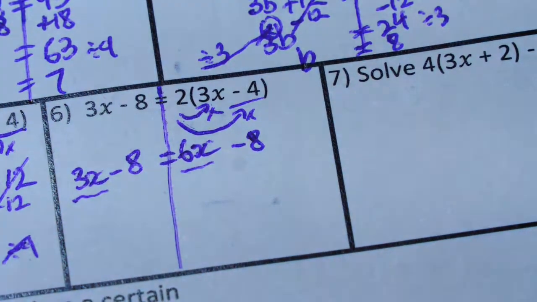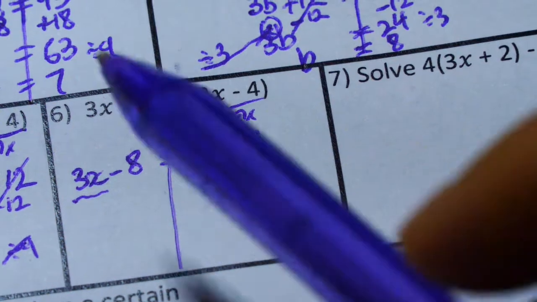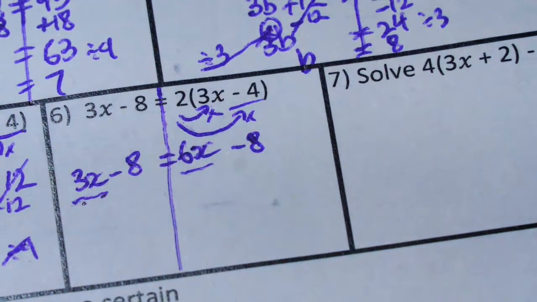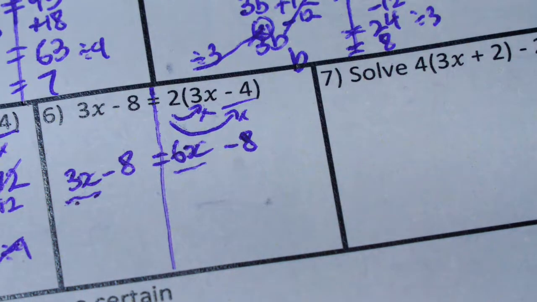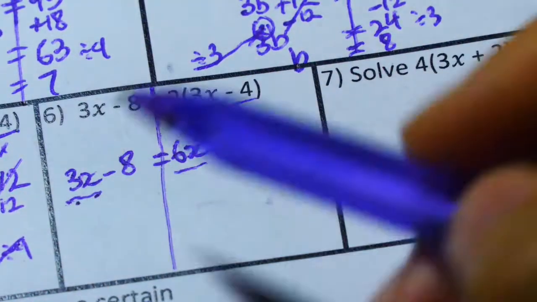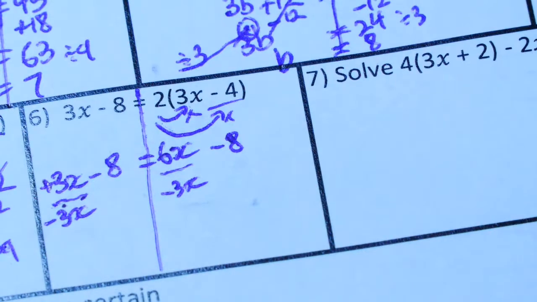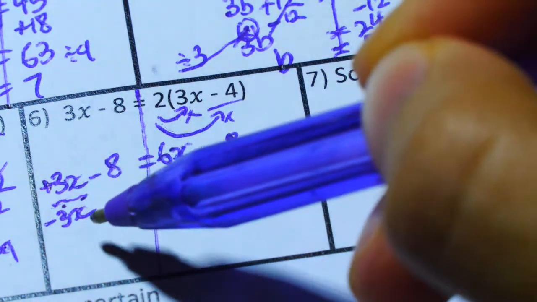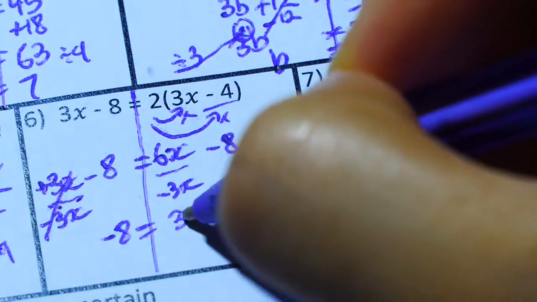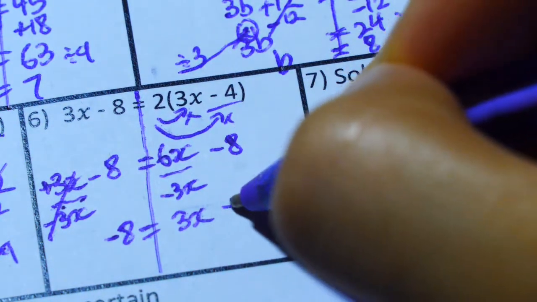Now this is a problem because we don't want x on both sides. We only want x on one side. So I need to remove this 3x, or I need to remove this 6x. It's always easier to remove the smaller x. Okay, so the smaller one is 3x. I'm going to remove 3x. Minus 3x, minus 3x. Because this is actually a plus 3x, okay? So the opposite of plus 3x is minus 3x. So plus 3x minus 3x, we delete, we have minus 8. 6x minus 3x, 3x, and we have a minus 8 here.